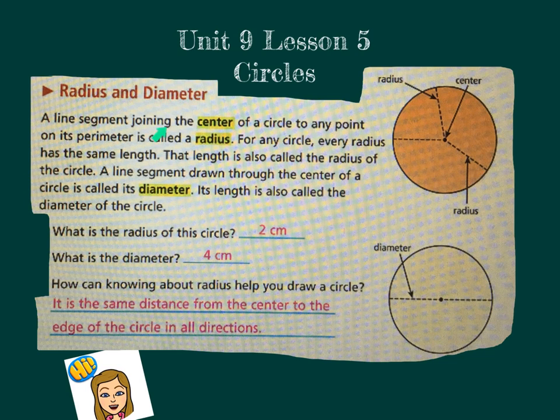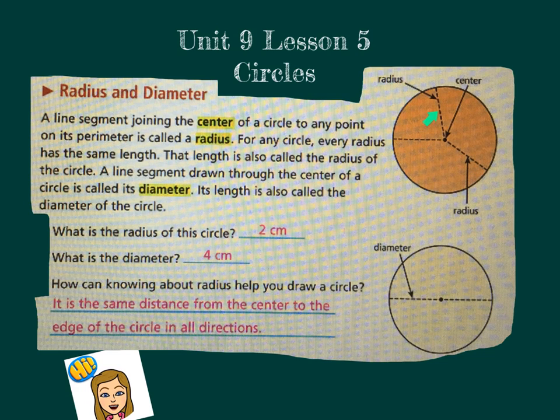A line segment joining the center of a circle to any point on its perimeter or outside edge is called a radius. So if we look at the image here, the center of the circle is a point placed right in the, you got it, center or middle of our circle. Now, a radius could be any line segment going out from that center to its outside edge. So this is an example of a radius. This is also an example of another radius. And this is also another radius.